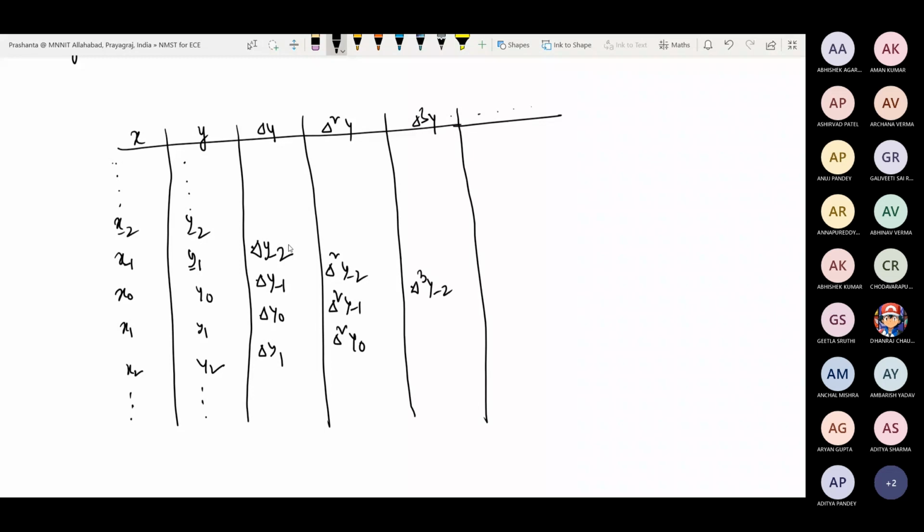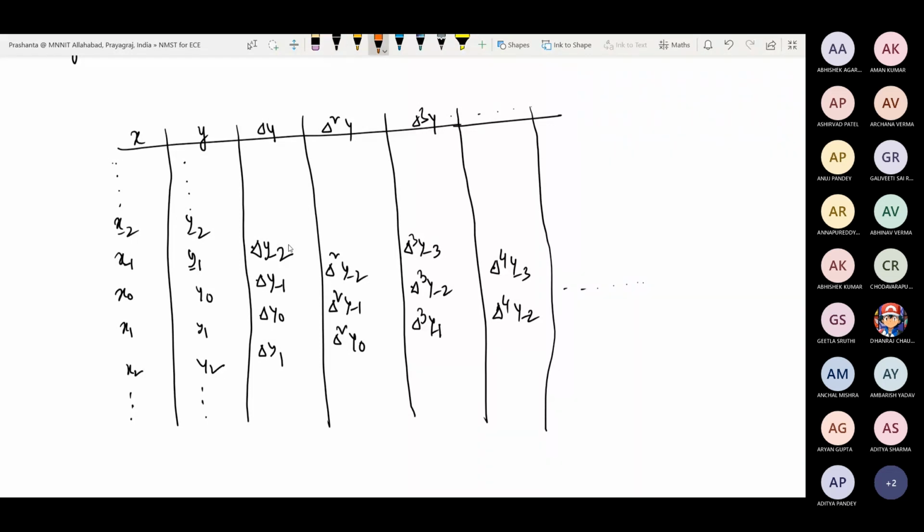What will be the element before that? Del cube y minus 3. The element after that, del cube y minus 1. What will be the elements here? Del power 4 y minus 3, del power 4 y minus 2, and so on. Depending on the number of data points, you will determine what will be the highest order forward difference.